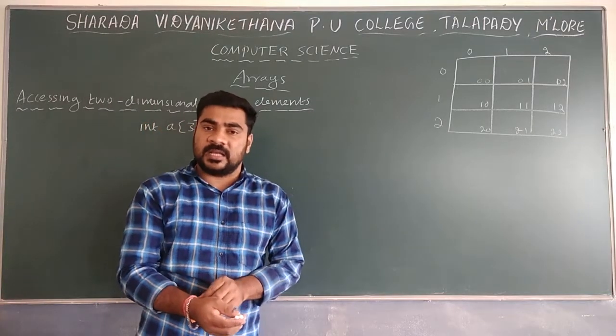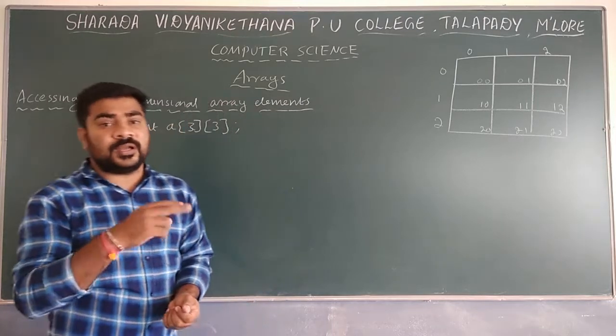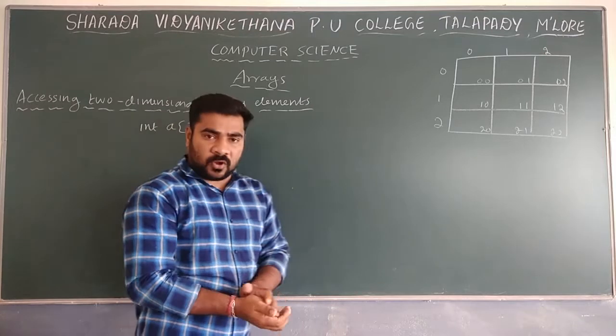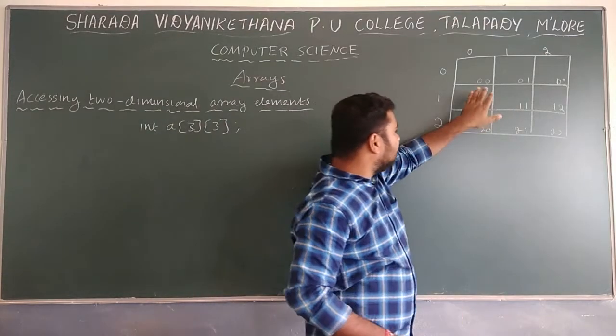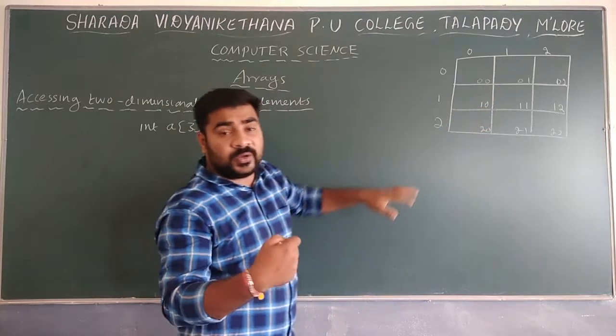Like that we can access each element by using the index values. Remember, we have to use 2 index values to access one cell. For example, this is a particular cell here. If you want to access this particular cell, you have to use 2 index values.